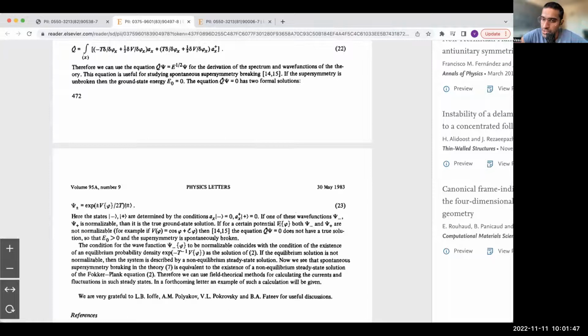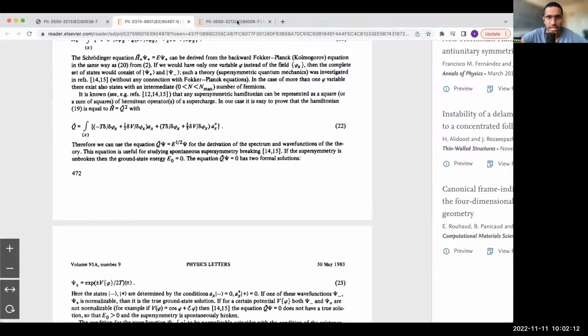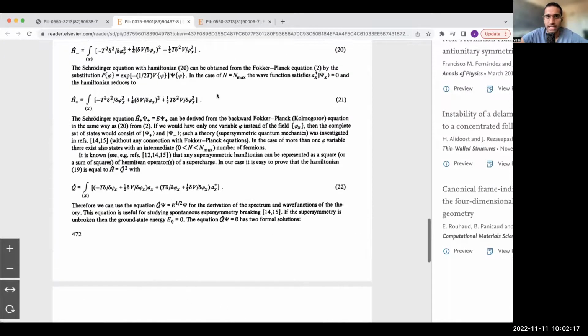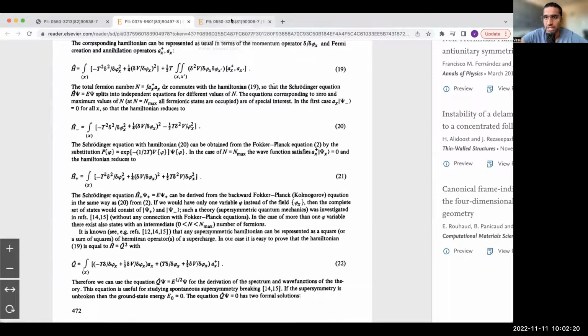However, if there's a potential where both of these are not normalizable, then this equation doesn't have true solutions, and so E naught, the lowest eigenvalue of the Hamiltonian, is positive. That means the supersymmetry is spontaneously broken. That corresponds to having non-equilibrium steady-state solutions. Now, there's yet another situation where there can be so-called dynamical breaking of the supersymmetry. To see where that can happen, we'll jump to a very nice reference of Witten's, where he studies dynamical supersymmetry breaking in the context of just supersymmetric quantum mechanics.